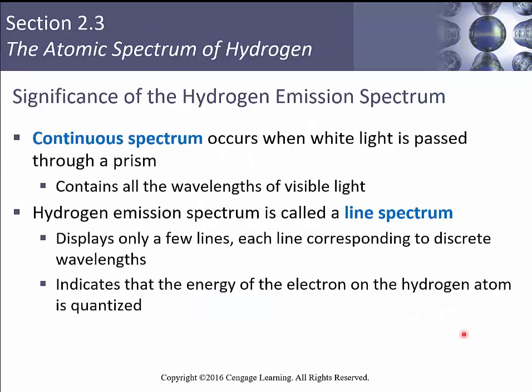So let's talk about this hydrogen emission spectrum. When you look at a rainbow, that's what we call a continuous spectrum. It's when white light is passed through a prism, it contains all of the wavelengths of visible light.